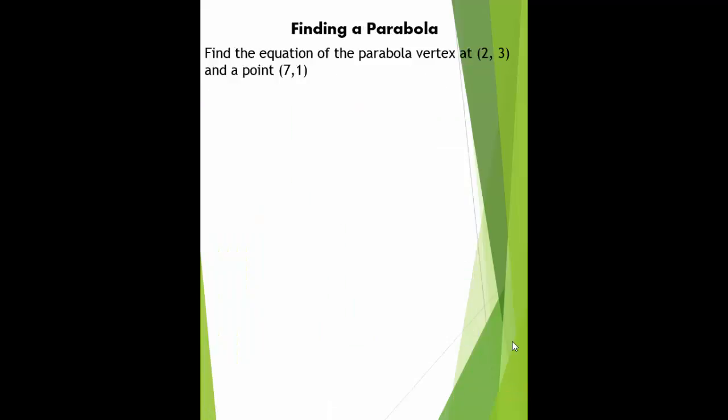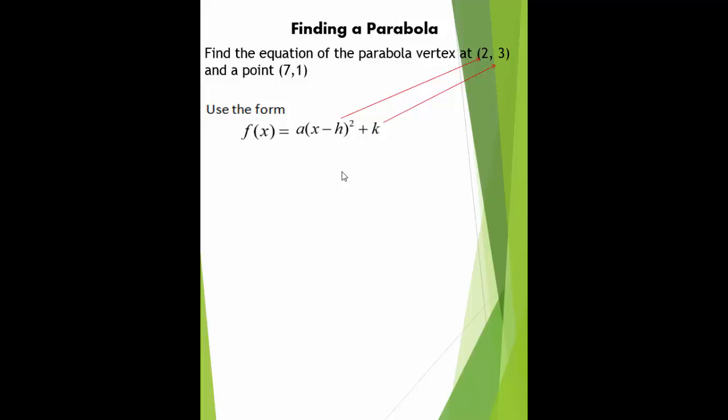Now we'll see how to find the equation of a parabola when the vertex is known and a given point is there. We want to use this form. F of x equals a of x minus h squared plus k. Why is it this form? Because in this form I know h and k is my vertex. So easily I can identify this. My k is 3 and h is 2, which is the vertex of the parabola.